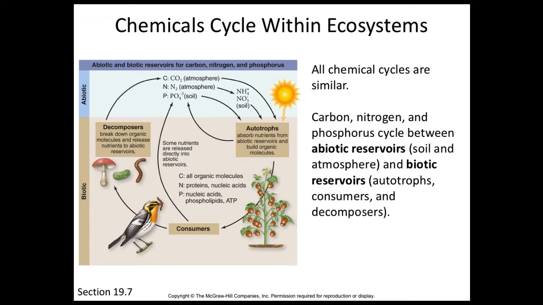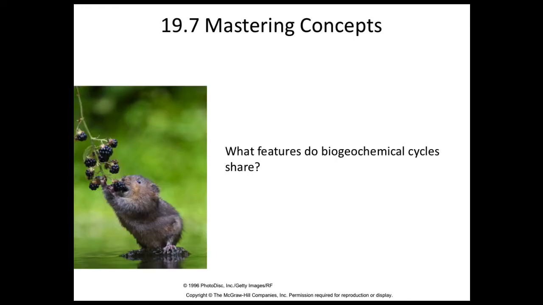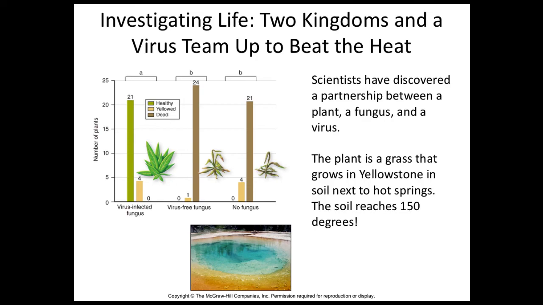All chemical cycles are similar in that there is a cycle between an abiotic reservoir, which is usually the soil or the atmosphere, and a biotic reservoir, which is the organisms that live on our planet. When you're studying for the exam, make certain that you can define what features all biogeochemical cycles share on our planet.